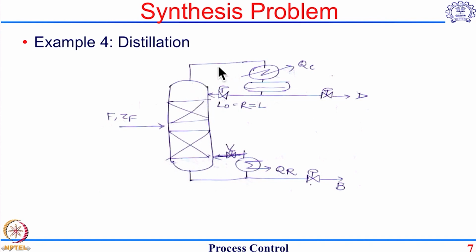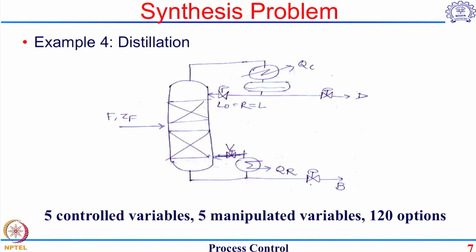So there are 5 controlled variables and there are 5 manipulated variables as well, which refer to the product flow, bottoms flow, condenser duty, reboiler duty and a reflux flow. So this particular system has 5 controlled variables, 5 manipulated variables, and in general there are 120 options. So even for a single distillation column you have 120 different ways in which you can pair these 5 controlled variables with manipulated variables, and all these 120 are simple seesaw pairings. We have not even looked at the multi-input, multi-output controller, and those will eventually increase the number of options even further.